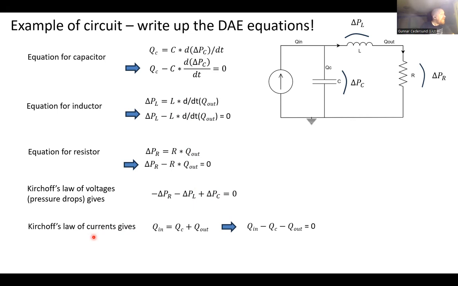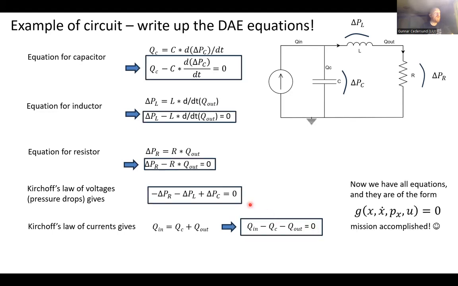Okay, and then we have Kirchhoff's law of currents. And let's look here, for instance. So we have blood flow coming in here. And it's going in 2 directions. It's going down to the Windkessel effect, and it's going through here. So Q in equals QC plus Q out, which means that if we move this to the left-hand side, we have the standard form. So here we have all the standard forms. So these are all the equations for a DAE. So that's how you do it.